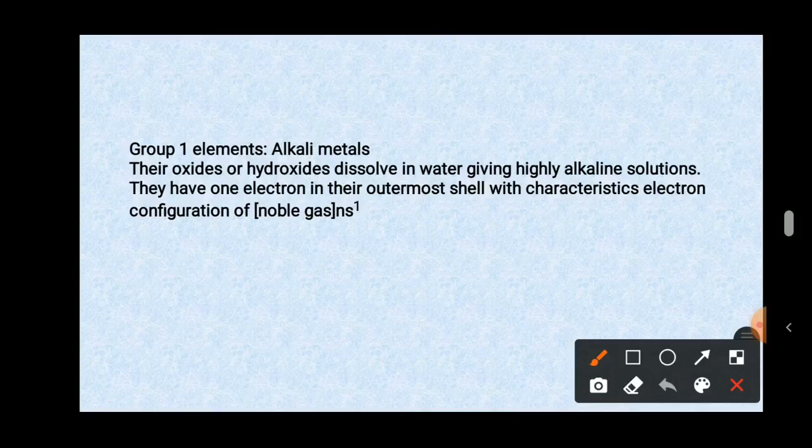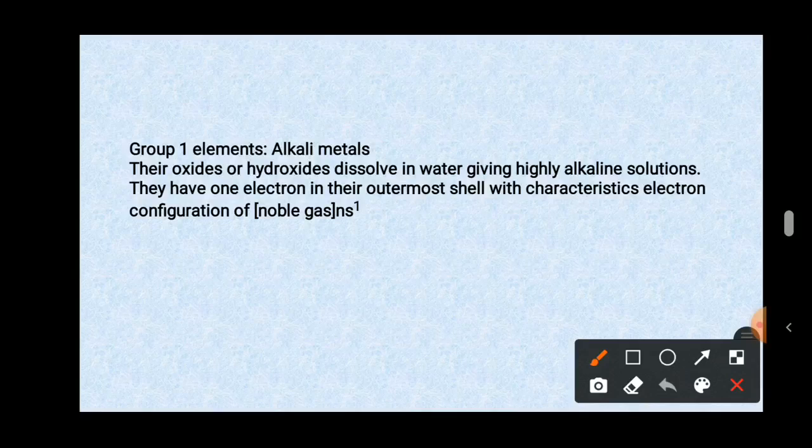This is also a very important question: why are group 1 elements called alkali metals? Because their oxides and hydroxides, when dissolved in water, give a solution that is alkaline in nature. What is the identification of alkaline solutions? When you touch the alkaline solution, you feel like soap water, a soapy touch. Of course, I already told that they have one electron in their outermost shell, with the characteristic electronic configuration noble gas ns1.